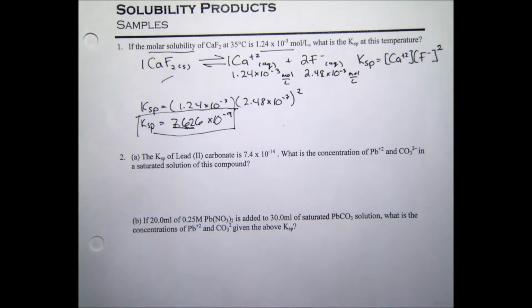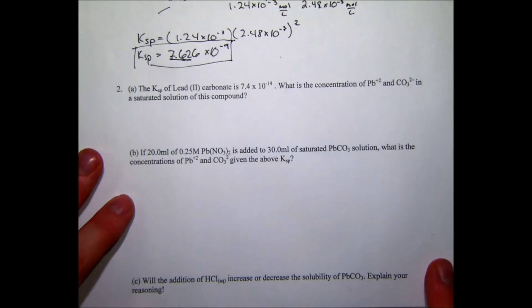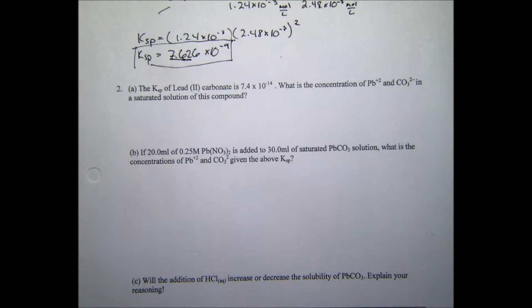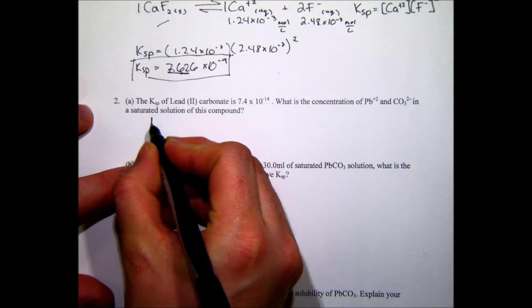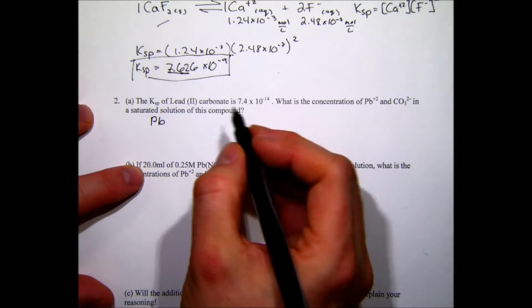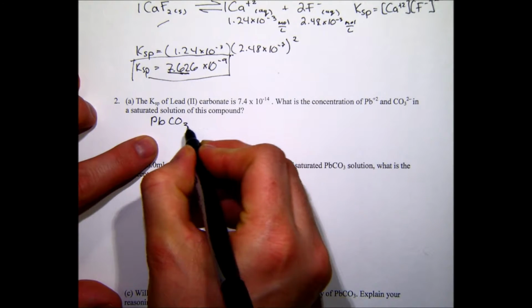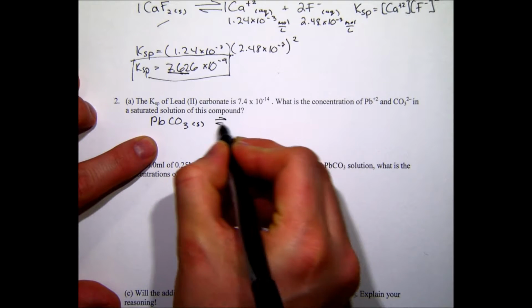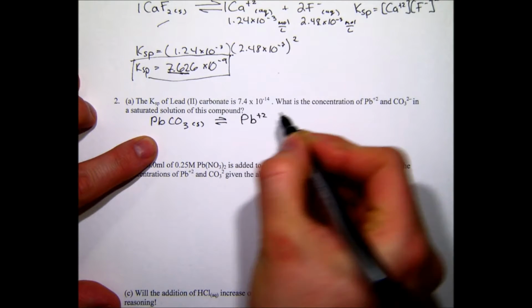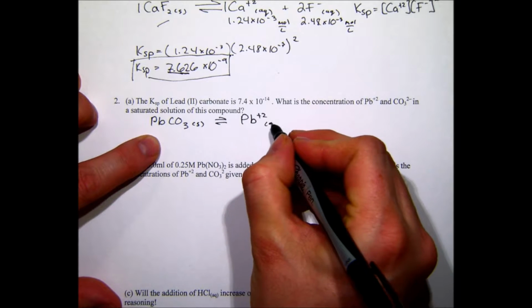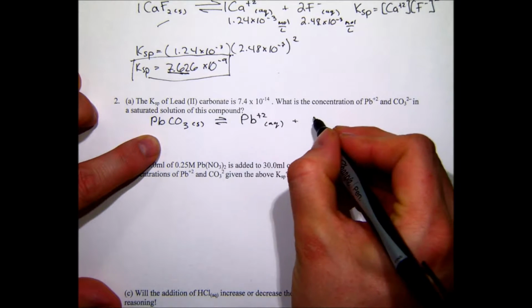So for question 2, it says the KSP of lead carbonate is 7.4 times 10 to the negative 14. What is the concentration of lead plus 2 and carbonate in the saturated solution of this compound? So we write lead carbonate solid is dissociating into its ions. It's telling me it's a KSP problem right off the bat, so I know what I'm going to do.